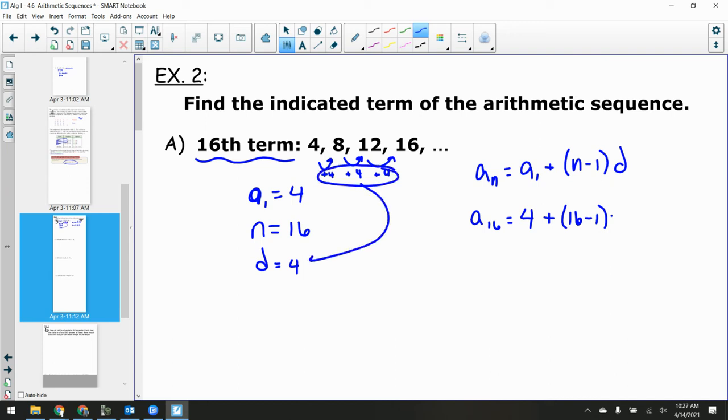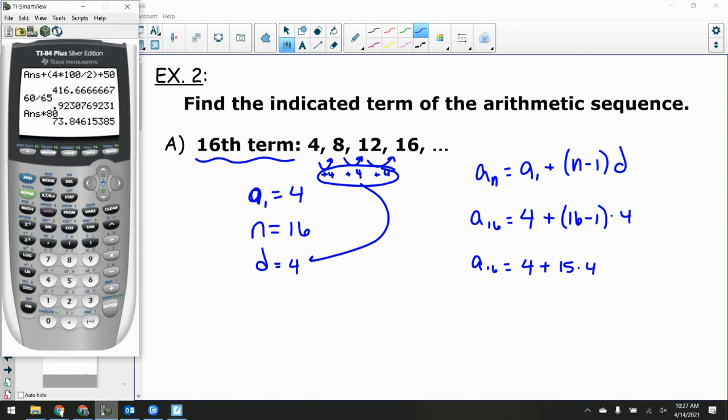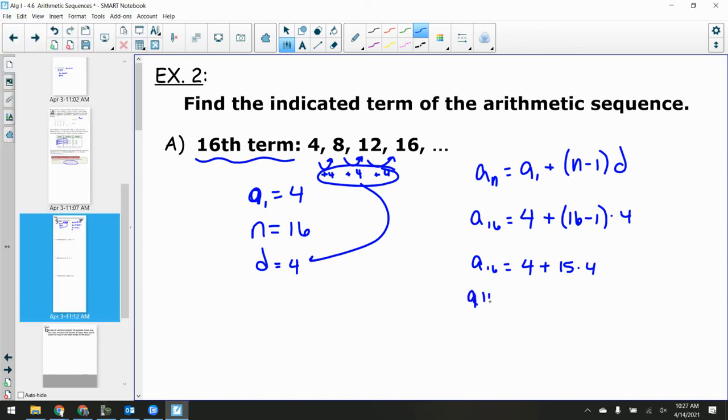That's where I get my d is 4, my common difference. So that means that a sub 16 is 4 plus 15 times 4. I go to my calculator and say 4 plus 15 times 4. That's 64. The 16th term in this sequence, I should write that a little clearer, a sub 16 is 64.